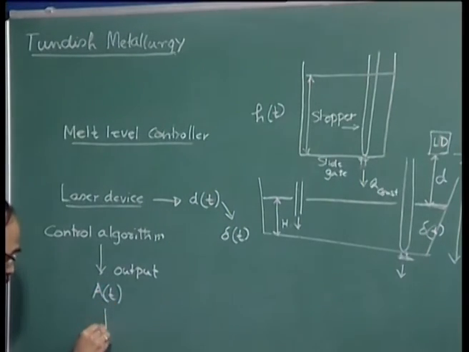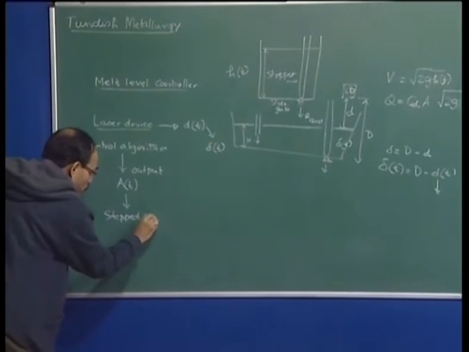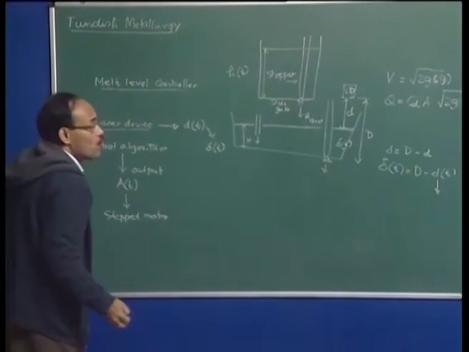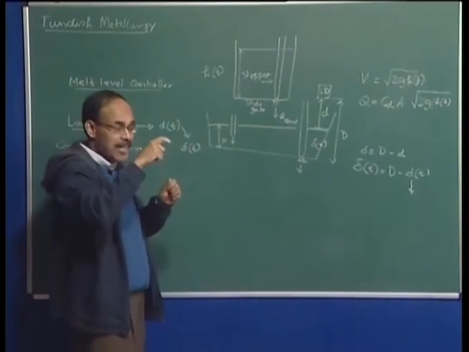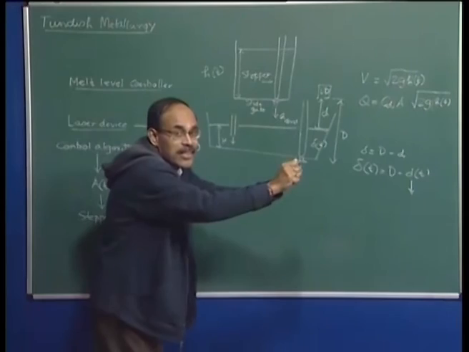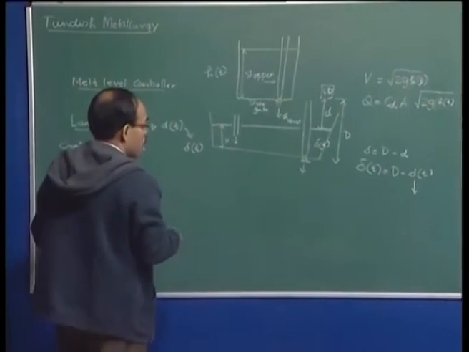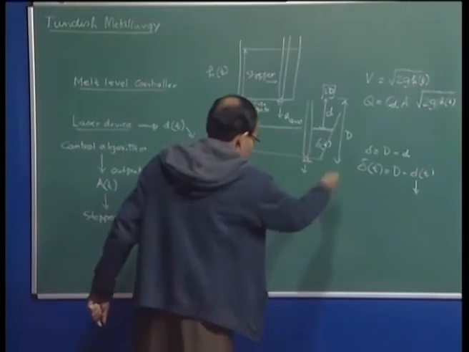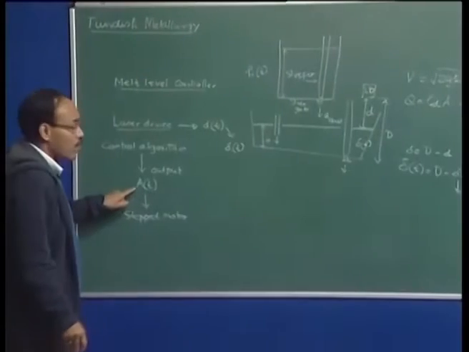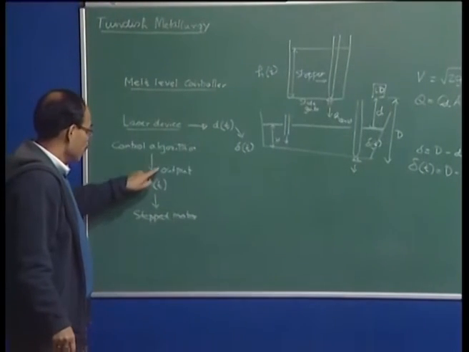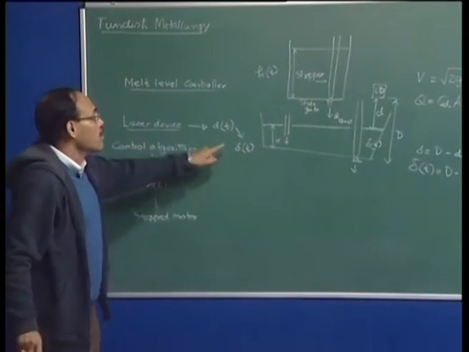And then there is going to be a step motor, and this step motor actually is going to either close this aperture, the slide gate. The name essentially tells it is a gate valve, but you just slide it, then it gets closed, you take it away, it opens. So, the step motor can then adjust the nozzle diameter in accordance with the desired response which has been produced on the basis of the control algorithm. So, the laser device will give me the bath depth.